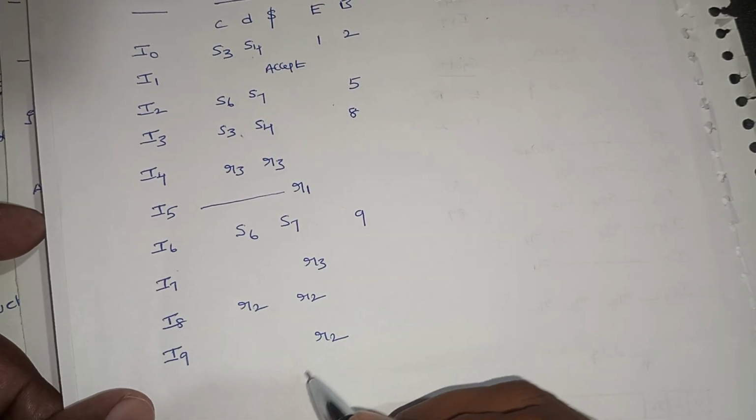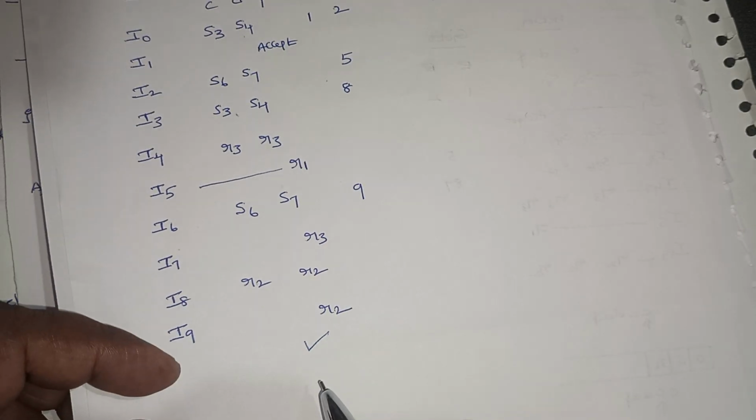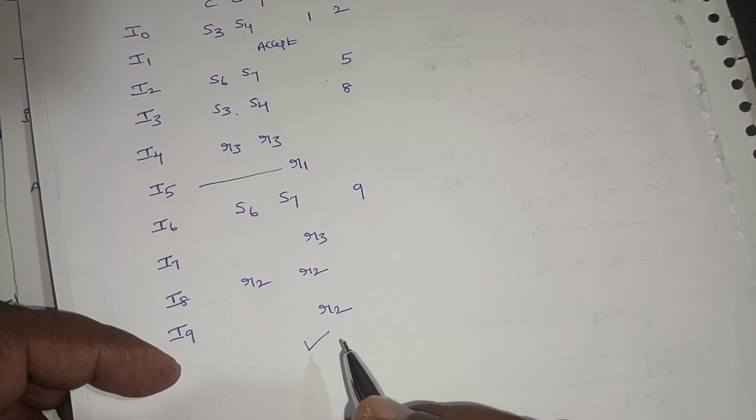Now, using this CLR(1) parsing table, I have to construct the CLR(1) parser. That we will see in the next video.